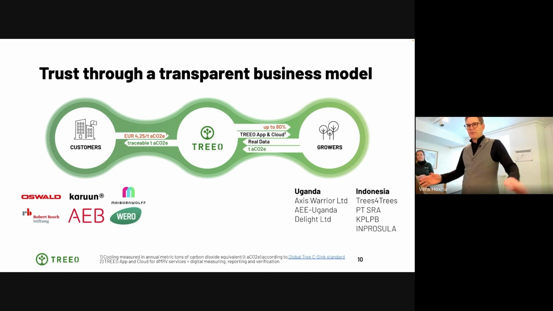So this is our two-sided business model. On the customer side, we charge €4.25 for an annual ton CO2. It's a different concept. You explain it later. And on the grower side, we pay upfront for the seedling production and the planting. And in return, we get the real data from the field and the biomass that is sequestering CO2. So we connect our customers, and we also have now 7 tree planting organizations under contract, but more to come. So we're also scaling on this side.